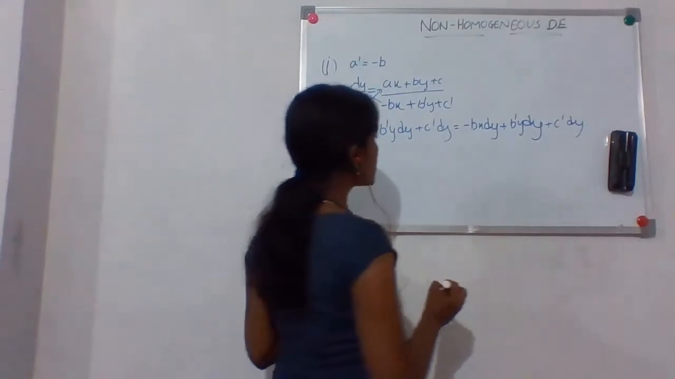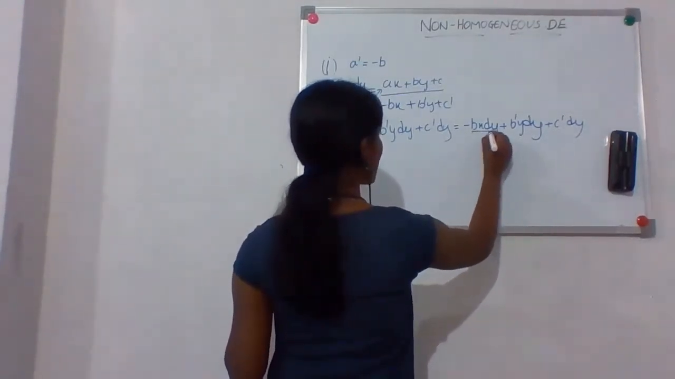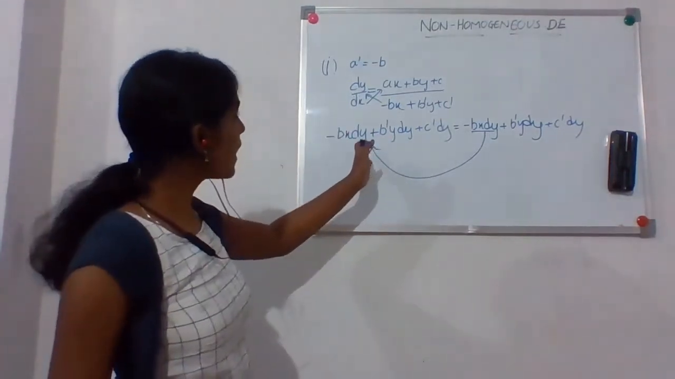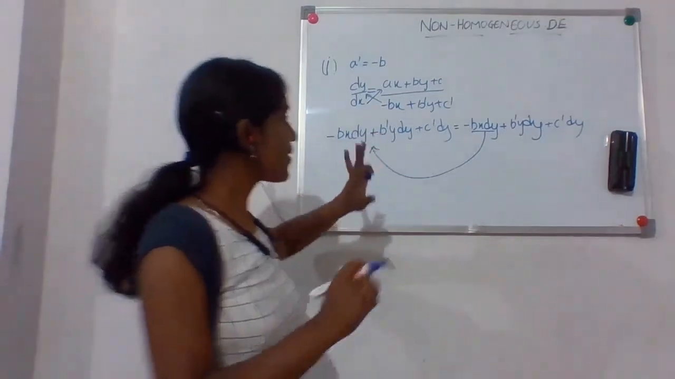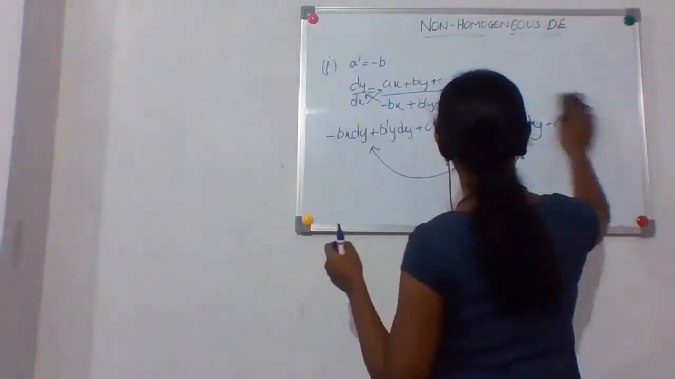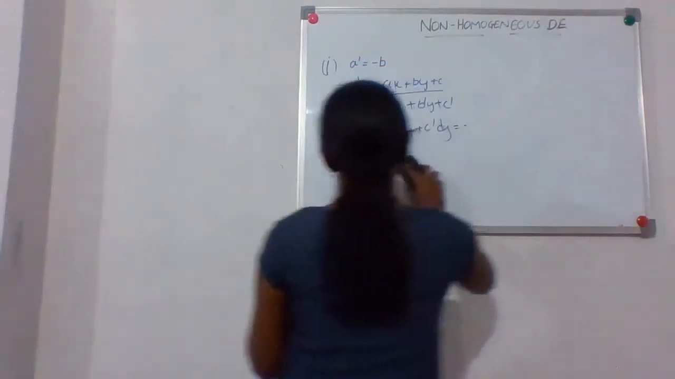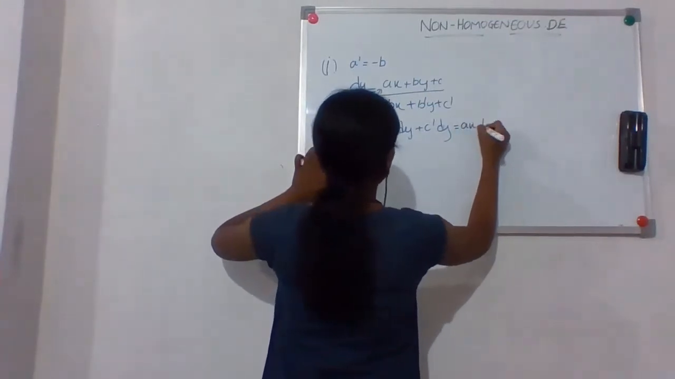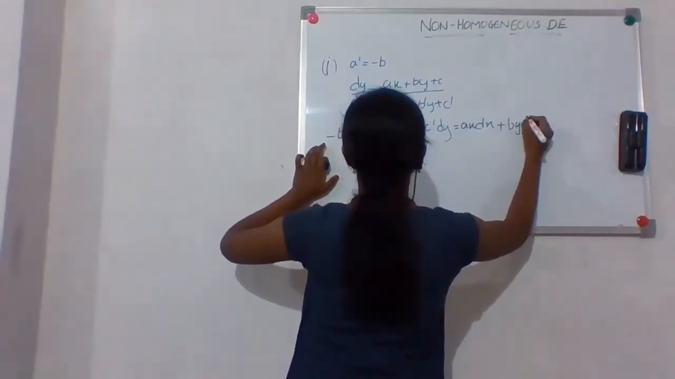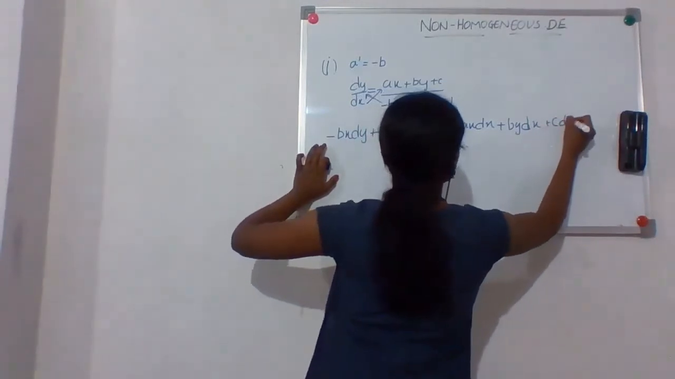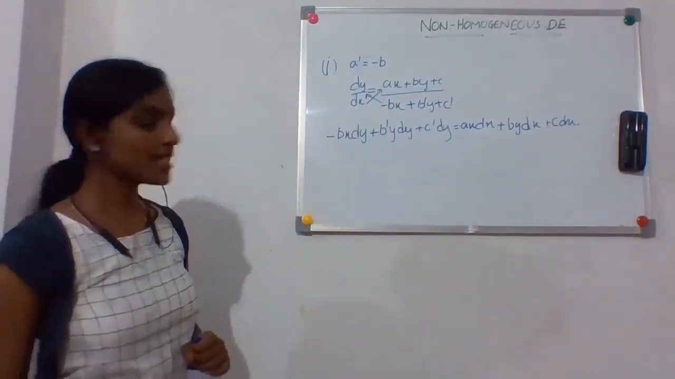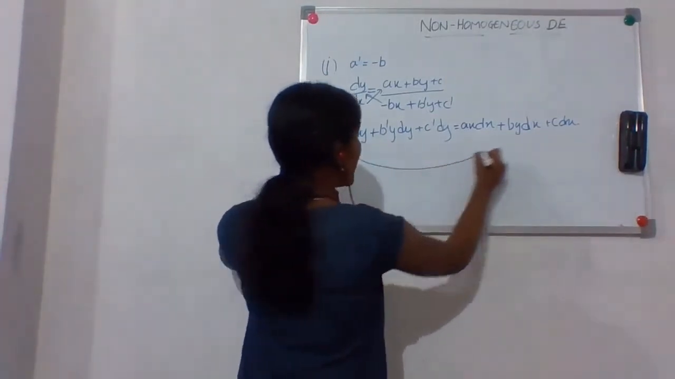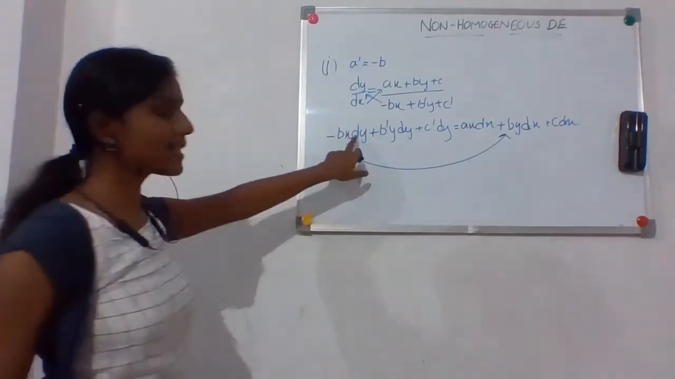And now what I am going to do is I am going to bring this bx dy this side. Sorry, I'm very sorry. I have written the same thing on both sides. Extremely sorry. So, ax dx plus by dx plus c dx. And that is it. And now, what I'm going to do is I'm going to bring this bx dy that side.